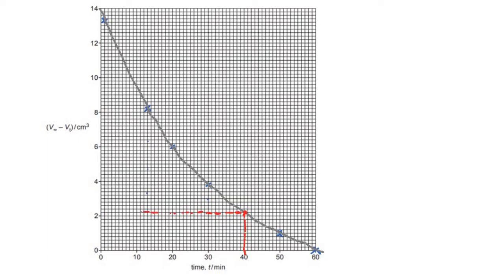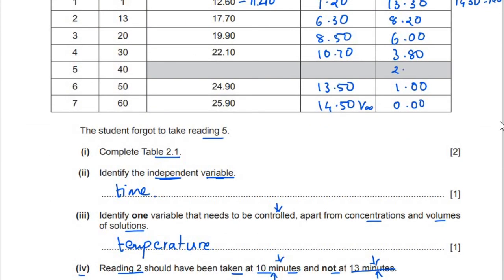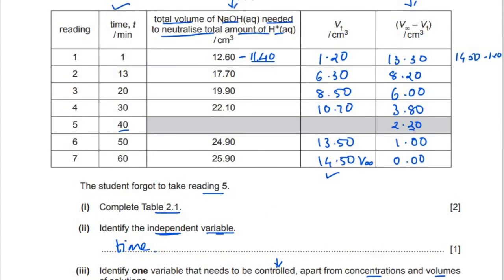So from here you can find out that the reading is 2.20, but that is V alpha minus Vt. So 2.20 is V alpha minus Vt. If we calculate from the grid here, you can see that our answer is 2.20. So to obtain Vt, we have to subtract this reading from 14.50. If we subtract, we get 12.30. And now how have we obtained the total reading? We obtained this reading by subtracting 11.40 from the total. So here now we can add 11.40 to get the total reading.